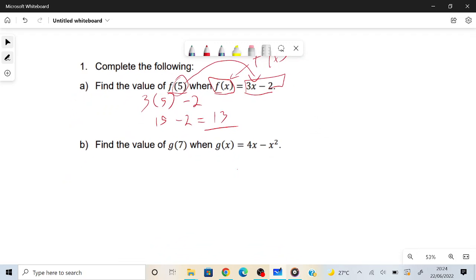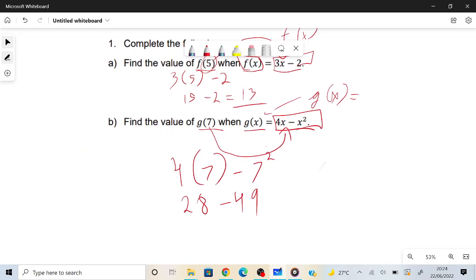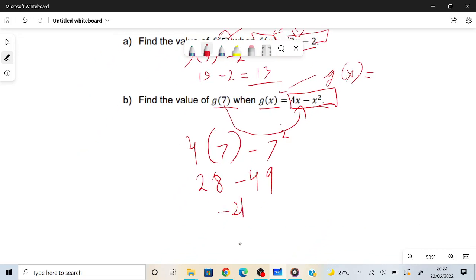Our next example is something similar. It says find the value of g of 7 when g of x is 4x minus x squared. So again, as I said, when it says g of x, it's just representing the expression, which in this case is 4x minus x squared. So we put the 7 into the x over here. So this would now be 4 times 7 minus 7 squared. 4 times 7 is 28, minus 49, 7 times 7 is 49, and 28 minus 49 is minus 21. Let's just confirm that real quick with the calculator. Yep, it is minus 21. So that is your final answer for that question.